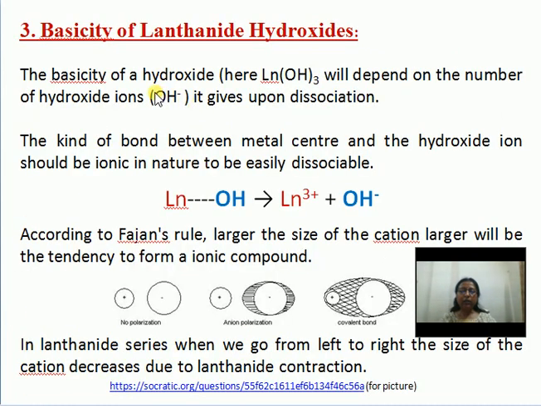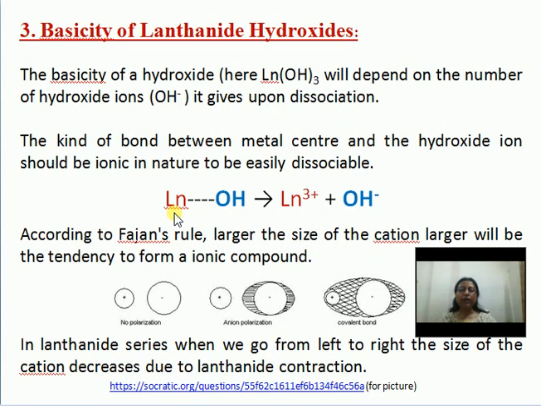A very important consequence of lanthanide contraction is the basicity of lanthanide hydroxide. Basically, you know how we are going to tell about the basicity of any hydroxide compound. It will depend on the number of hydroxide ions it gives upon dissociation. So, for lanthanide hydroxides, if we break this bond, it will give rise to Ln3+ and OH-. And this OH- is responsible for the basicity of the compound. Now, how this will be dictated by the ionic radii of the compound, that we will learn.